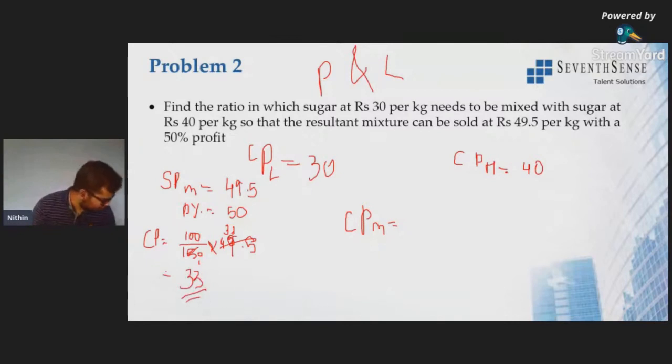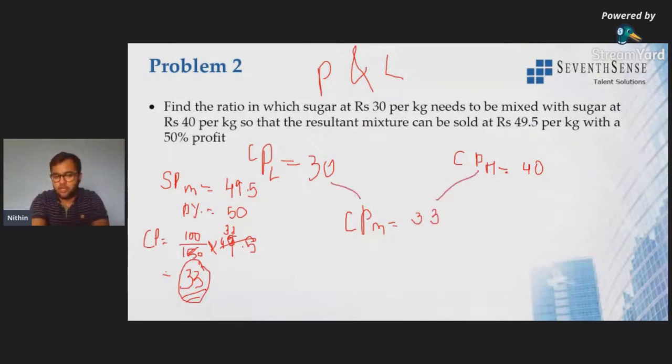We already got the answer. Aditya says 7:3. Who's this common man? There is one person who is common man here. Nitesh says 77:3. So the cost price of the mixture, we got to know it is 33. Now from this we'll get to know what is the ratio, right?